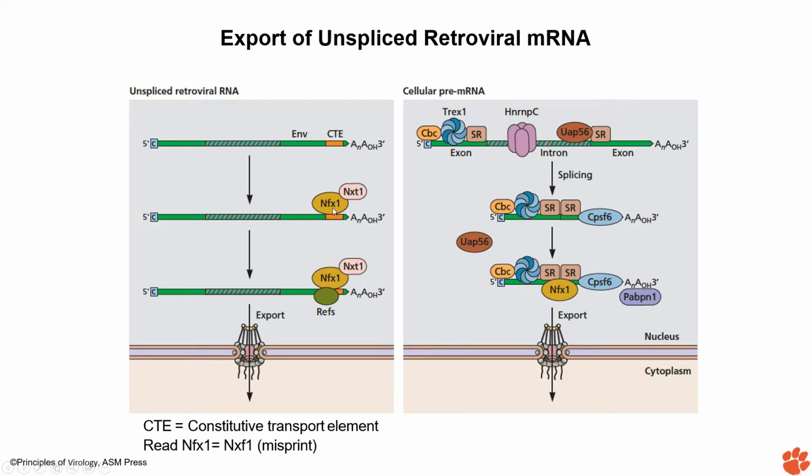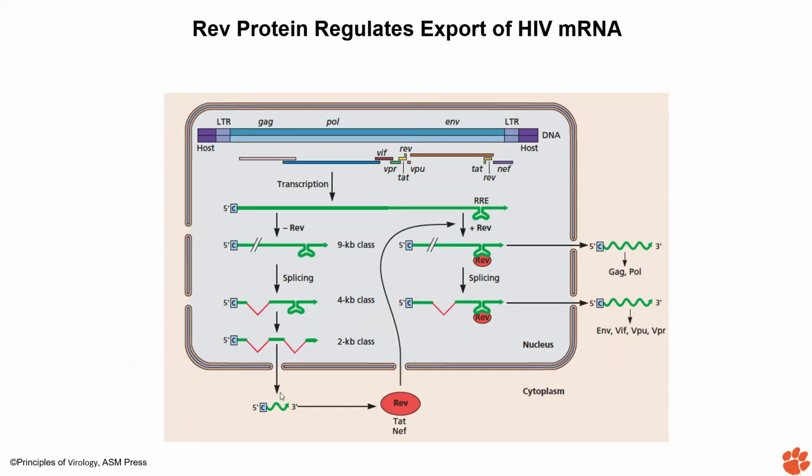And this NXF1, NXT1, remember that these are all cellular proteins which are responsible for the transport. So in a simple retrovirus, the transport is done by cellular proteins. Remember that. That is your take home. Transport is done by the cellular proteins by binding to the CTE. The next one, HIV, which is a complex retrovirus, the transport is done by a viral protein, not a cellular protein. That's the difference between the two.